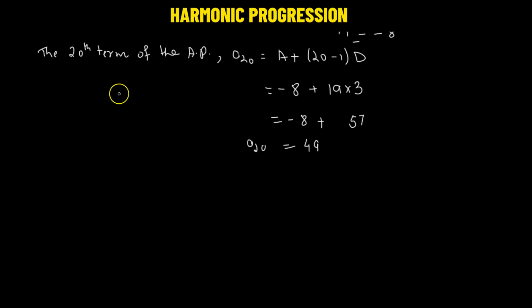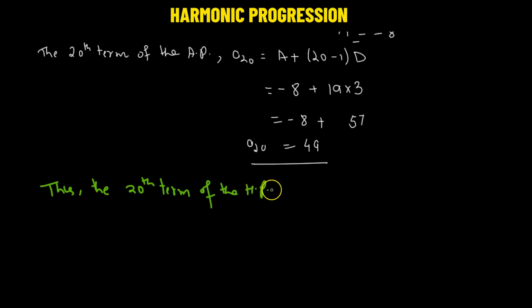However, we have to find out the 20th term of the harmonic progression. Now all you have to do is take the reciprocal. So we get the final result. Thus, the 20th term of the harmonic progression will be simply 1 over A20. That gives us the value 1 over 49.